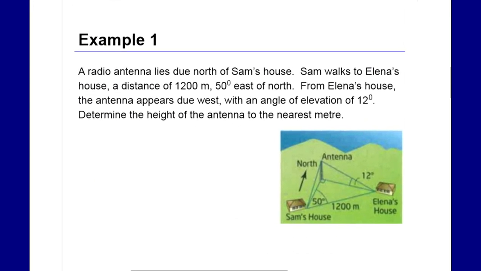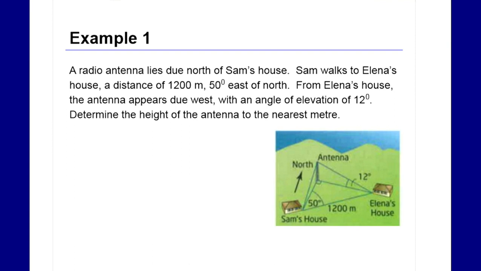So in our first problem, a radio antenna lies due north of Sam's house. Sam walks to Elena's house a distance of 1,200 meters, 50 degrees east of north. From Elena's house, the antenna appears due west with an angle of elevation of 12 degrees. We want to determine the height of the antenna to the nearest meter.